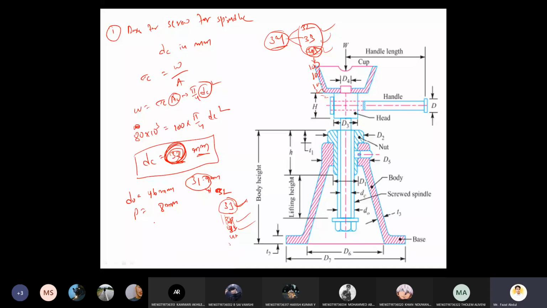And the mean diameter is (dc plus d naught) by 2. d naught we got 46, dc we considered 33, divided by 2. How much is this mean diameter? Tell me fast, Babu. 39. 39, right? Now see here.